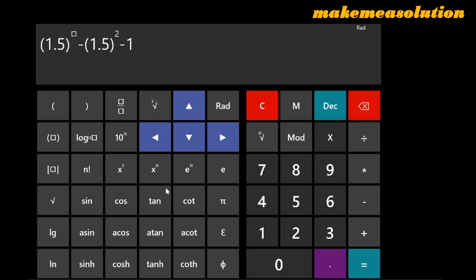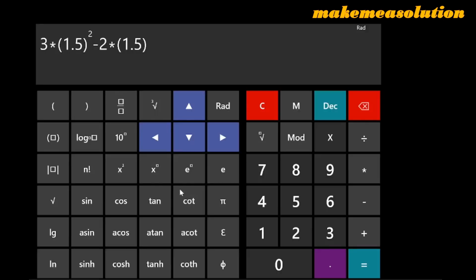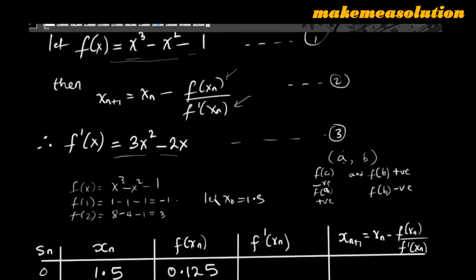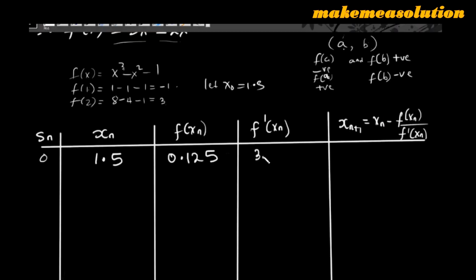3x squared, minus 2 times this value. So I'll just remove the square from this one and remove the 1 like this. So this value will help me to compute 3x squared minus 2x. And take note, the x in question is the 1.5, our start value. Is that okay? So if I compute it, I'm going to get 3.75.